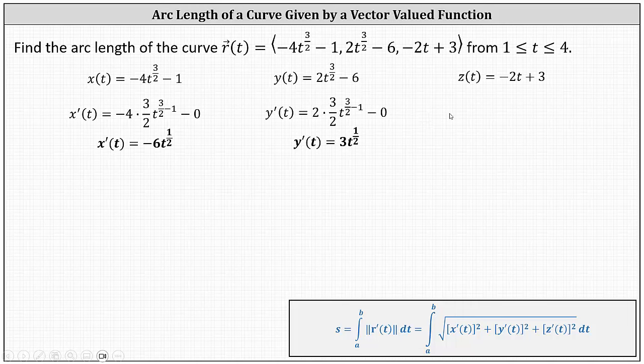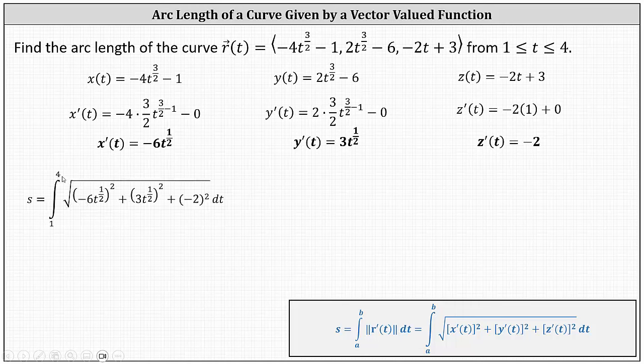And then for z of t, z prime of t equals negative 2 times 1 plus 0, z prime of t equals negative 2. And now we have the information we need to set up the integral, where the arc length s equals the integral from 1 to 4 of the square root of the sum of the squares of the derivatives, which gives us the square root of the sum of the square of negative 6 t to the 1 half, the square of 3 t to the 1 half, and the square of negative 2.